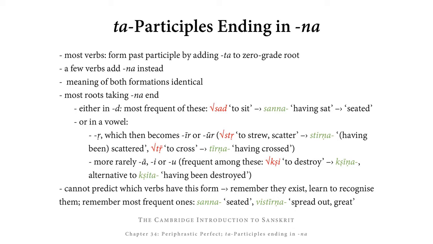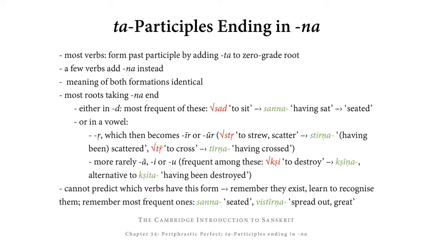A few Sanskrit verbs, however, add na instead of ta to form this participle. And the meaning of both of these formations is entirely identical. The difference is just in the form. We cannot predict which verbs are going to use na. We can just say that by far the majority of verbs use ta.